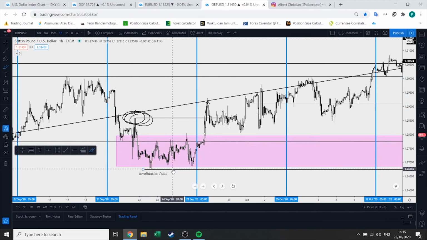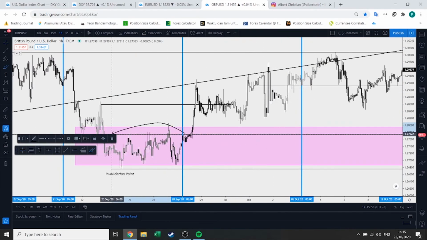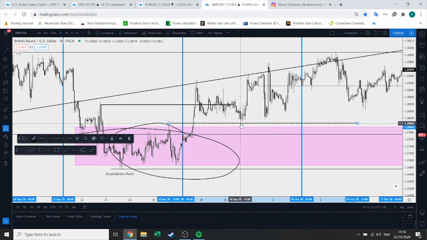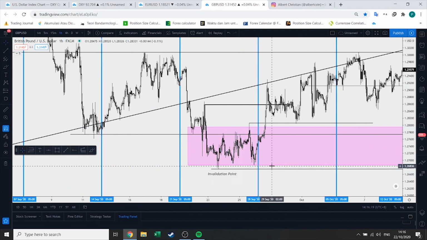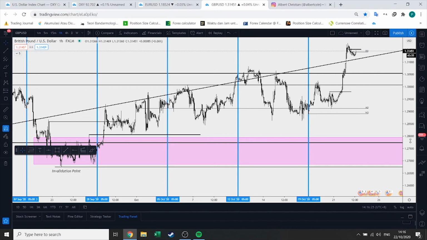Why is this my invalidation point? It's simple. As I've said, market makers also want to get the profits. It's everyone's goal when they are entering the marketplace. So they won't let price come to this zone. The only time price came was only this one, and look how quick price moved up. Yeah, I know it's all hindsight, but I've explained it in the previous video, so you need to watch that.